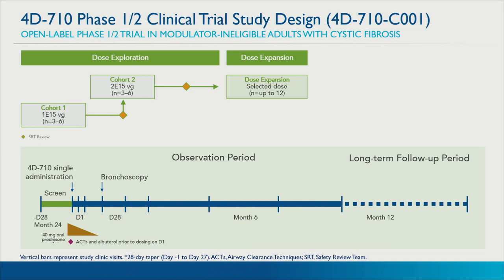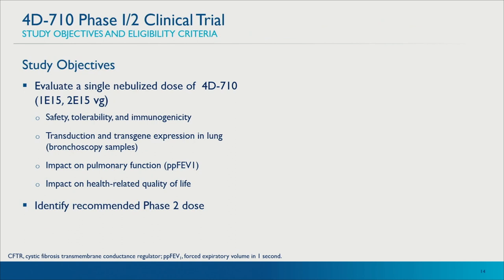Prior to administration of a single dose of 4D710, they receive oral prednisone. They're then seen repeatedly in clinic, and then at day 28, they have a bronchoscopy. Then they're followed for the first 12 months, and then subsequently for the additional year after that. So the study objectives are, one, to evaluate a single nebulized dose, both in low dose and high dose of 4D710, to look at the safety, tolerability, and immunogenicity, to assess transduction and transgene expression in the lung using biopsies, look at the impact on pulmonary function as measured by percent predicted FEV1, the impact on health-related quality of life as measured by the CF questionnaire revised, and then identify a recommended phase 2 dose.